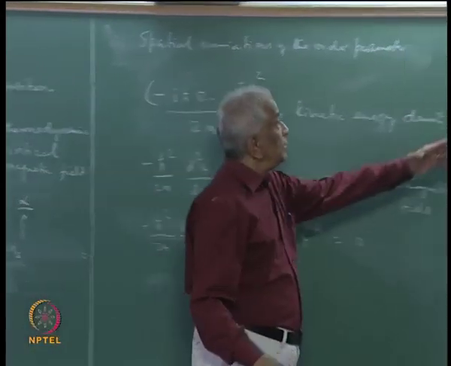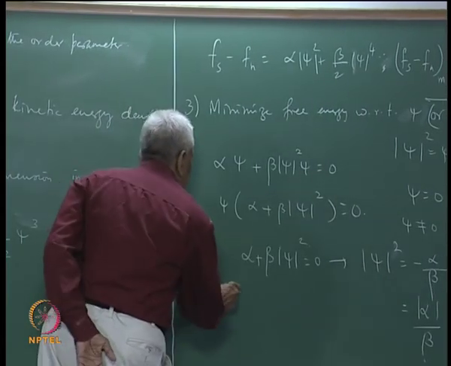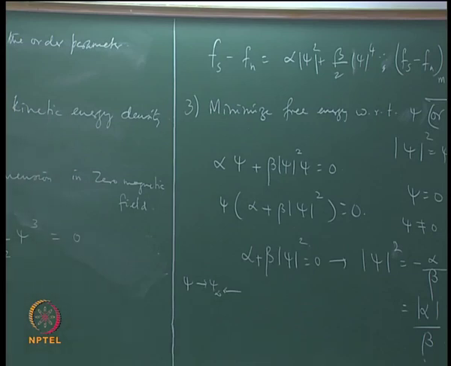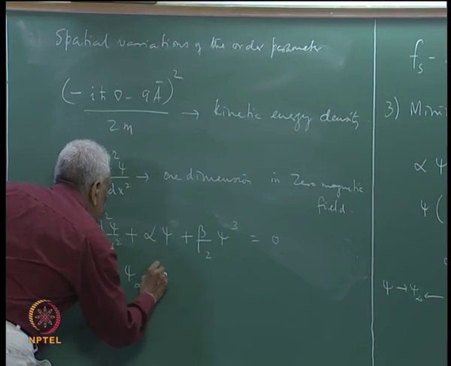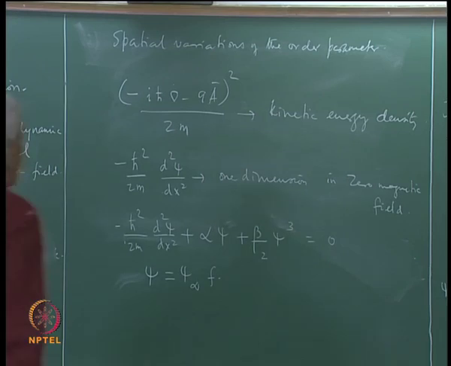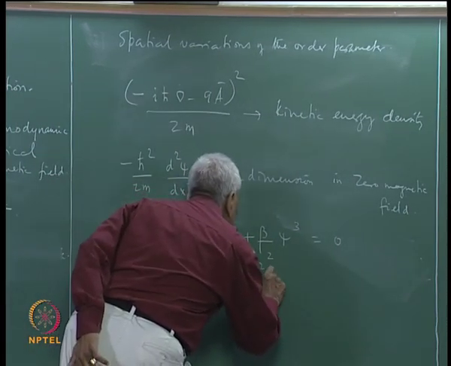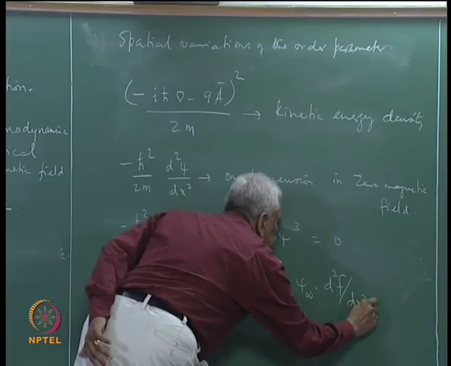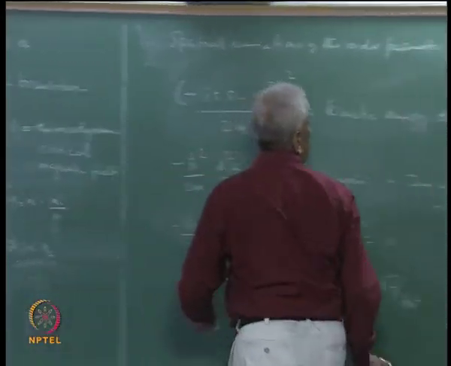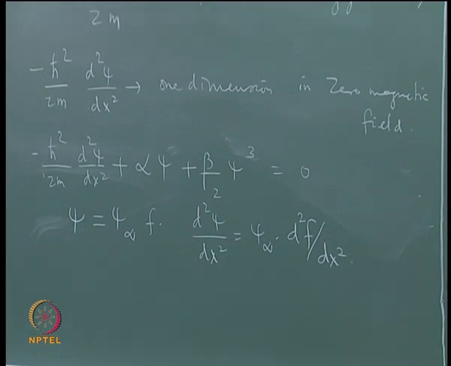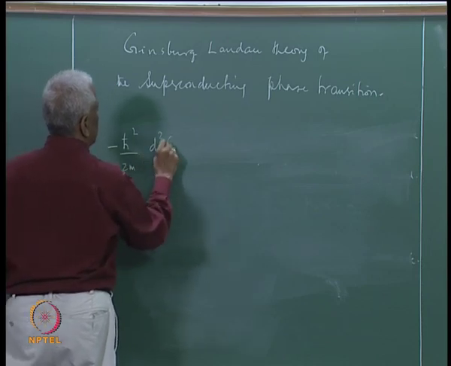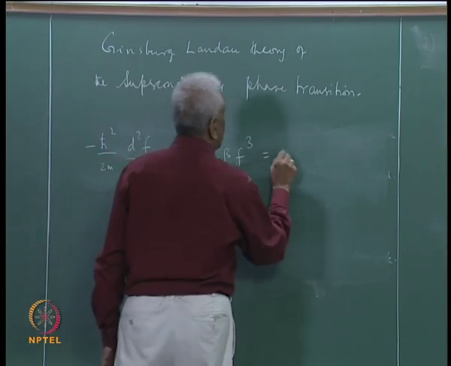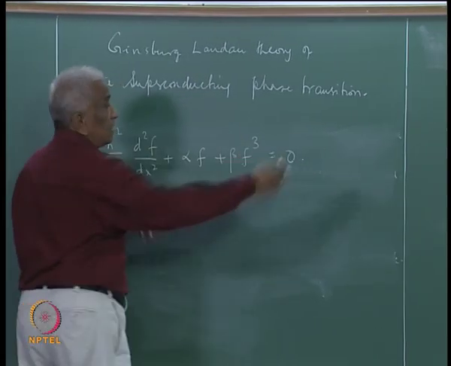where psi is different from the value of psi deep within a superconductor. Let us call this psi infinity. So, this means let us say the actual wave function here is psi infinity times some parameter f. So, that psi infinity is constant deep within this. So, d square psi by dx square really becomes psi infinity times d square f by dx square. So, I end up with an equation like this after minimization, now cancelling psi infinity throughout.